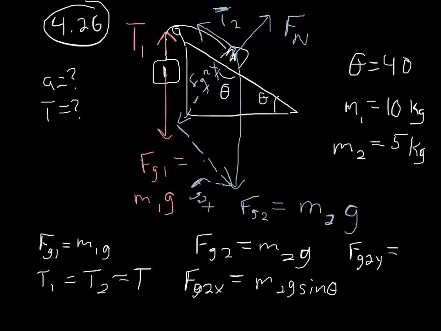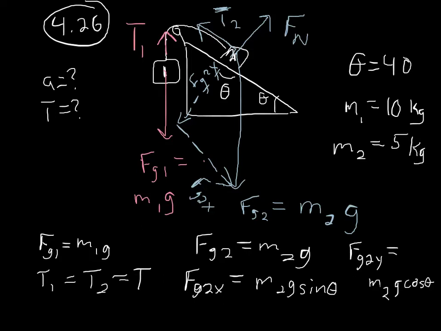FG2y is equal to what? It's going to be cosine. M2 times G times cosine. Okay. It's what? Yeah. Sorry, that's a 2. I have chicken scratch handwriting. 2. I don't know if that 2 is any better. It's like a Z or something. Okay.